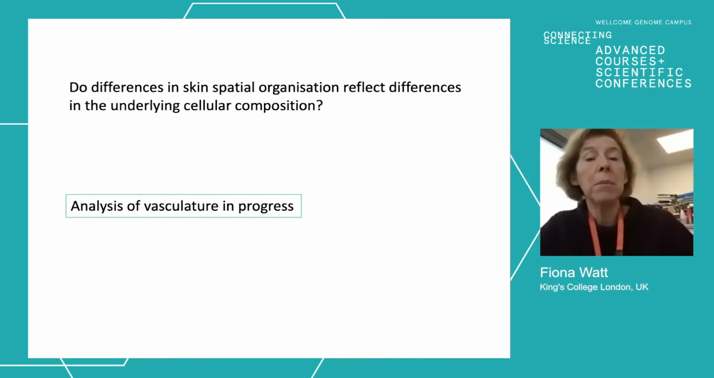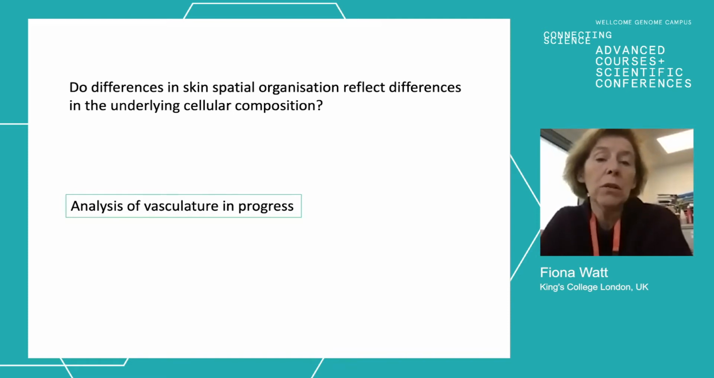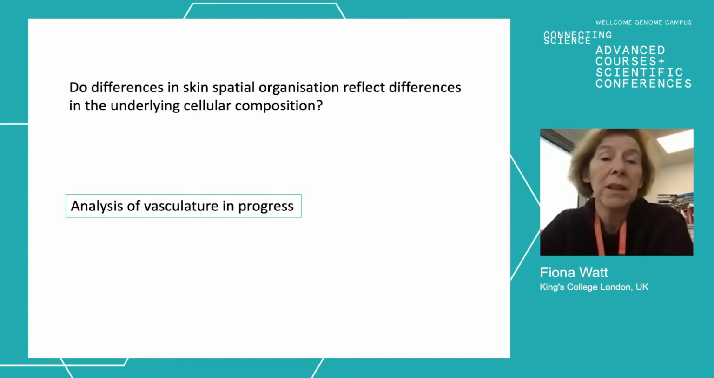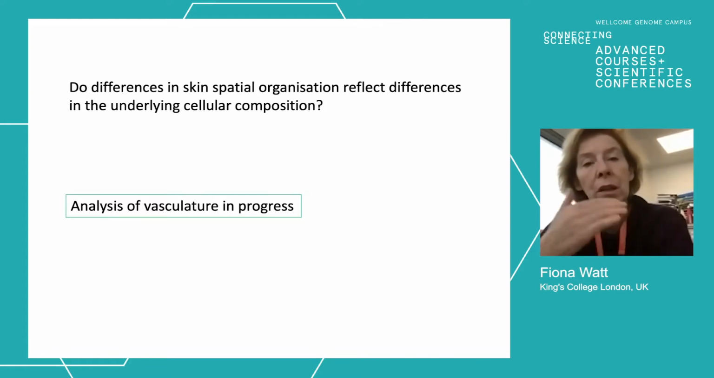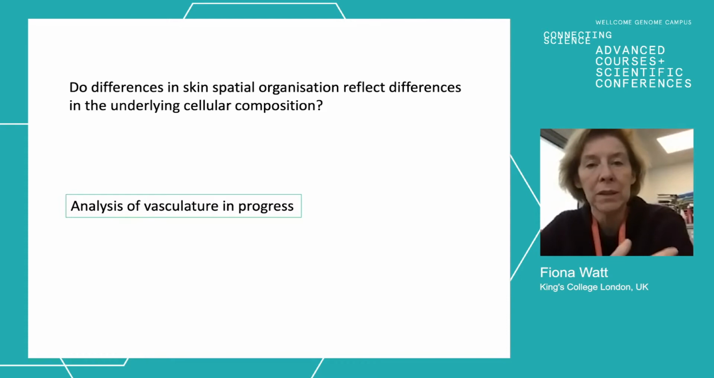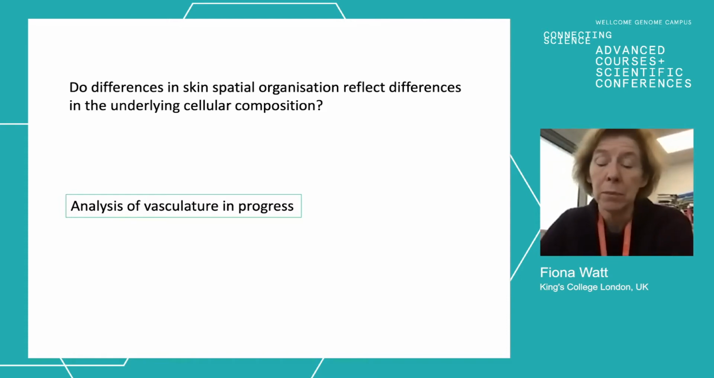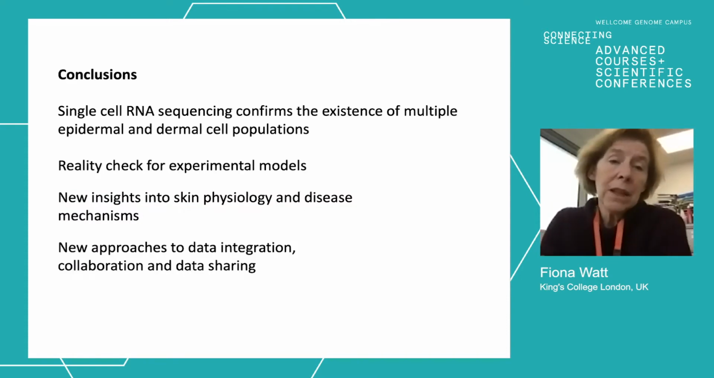But of course, it may be that the vasculature does not depend on the composition of the cells. It may depend on signaling pathways. And of course, it could depend on those different populations of fibroblasts. At this stage, we just don't know. So that's the end of my talk.